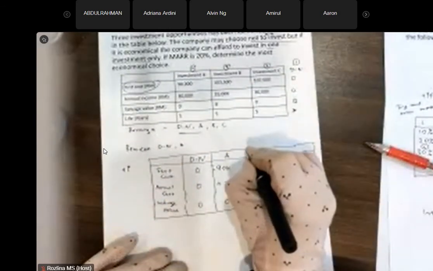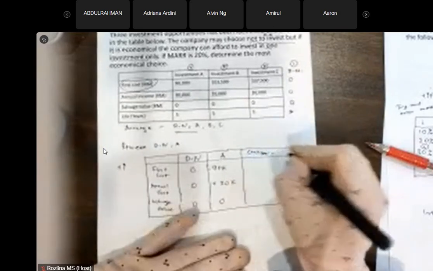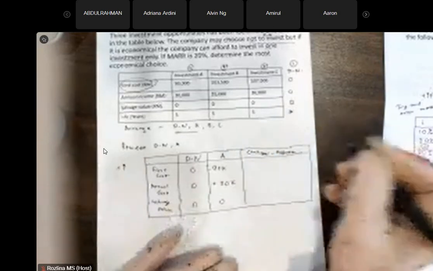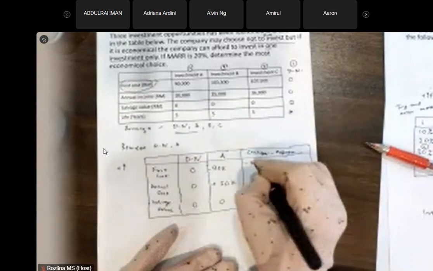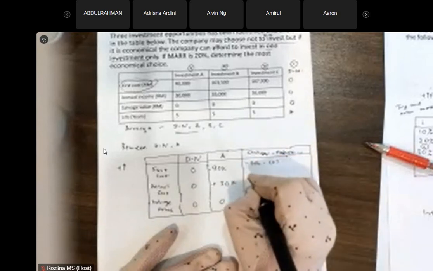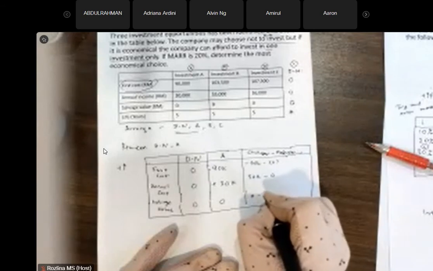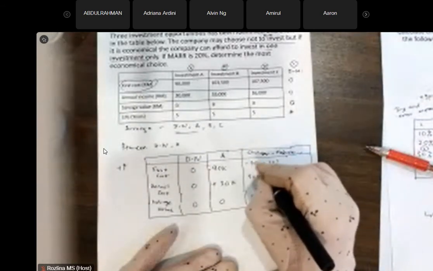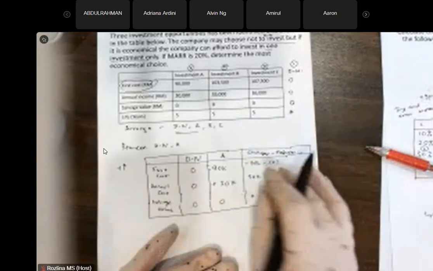Then you have to calculate challenger minus defender. We subtract A minus this one. This is easy because it is zero. 90k minus 0, 30k minus 0, 0 minus 0, nothing. So this one is 90k, and this one is 30k, the annual cost.